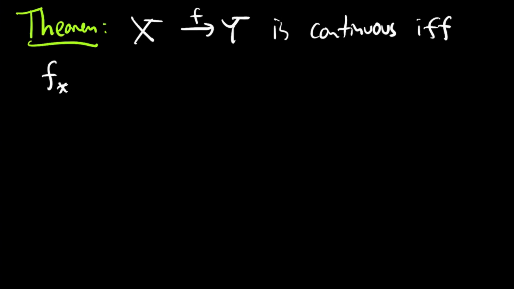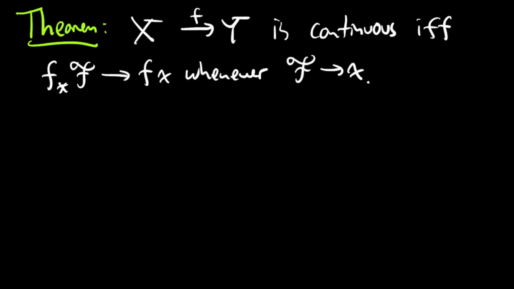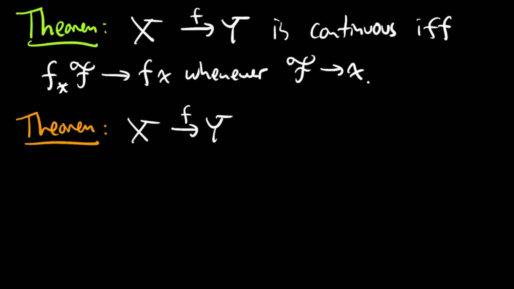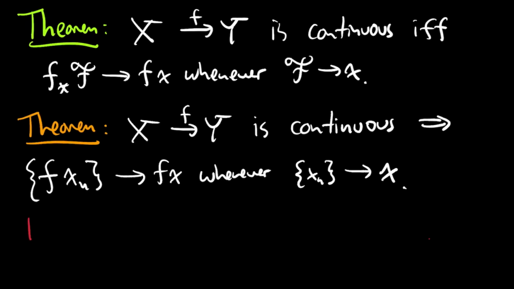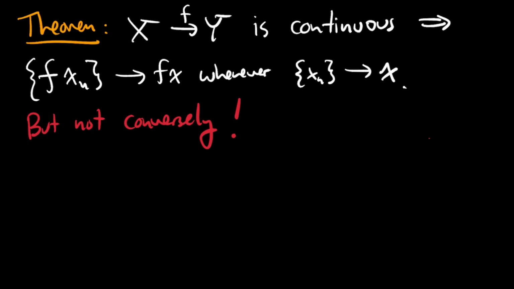Now let's compare this theorem, that says that a function f from X to Y is continuous if and only if the push-forward converges to f of x whenever the original filter converges to x, with the sequential version, which says that if you have a continuous function from X to Y, the sequence f(x_n) converges to f of x whenever the original sequence x_n converges to x. But the converse of the sequential version is not true.